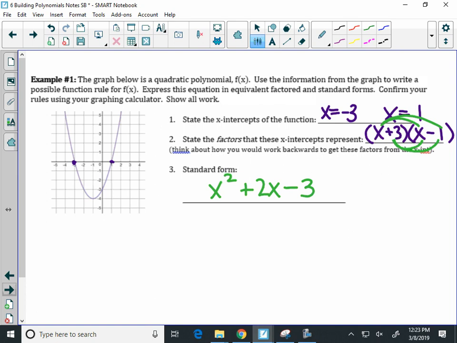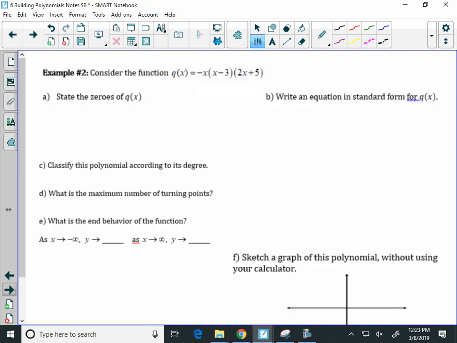All right, are we okay there so far? We're going to do a lot more of this today, but make it more complicated. So now we have this new function, -x times x minus 3 times 2x plus 5. Before we do anything else with this, can you tell me what the roots would be?